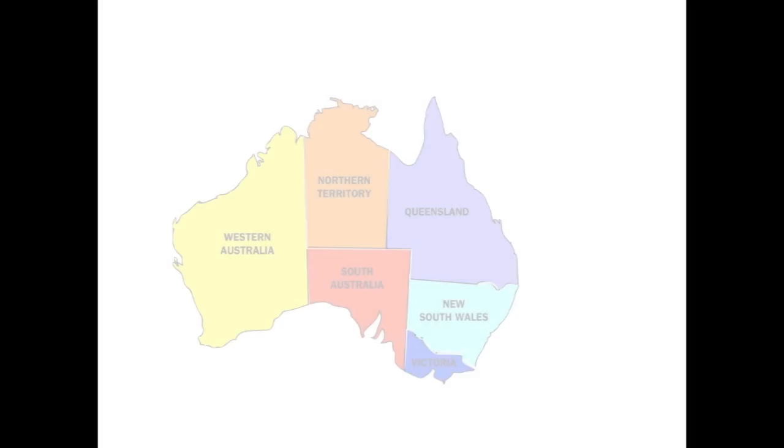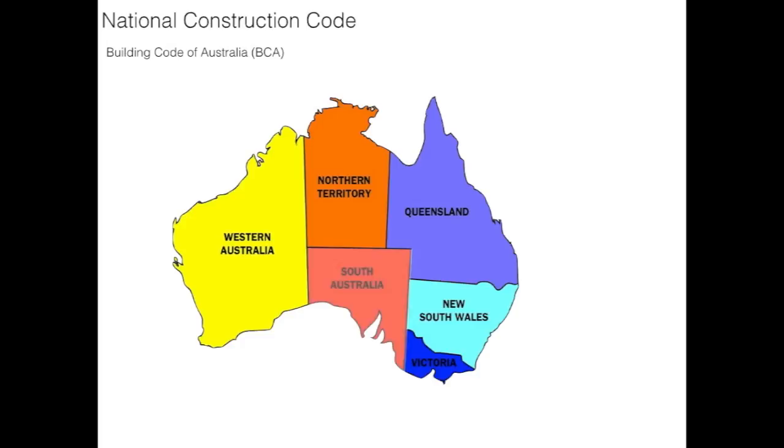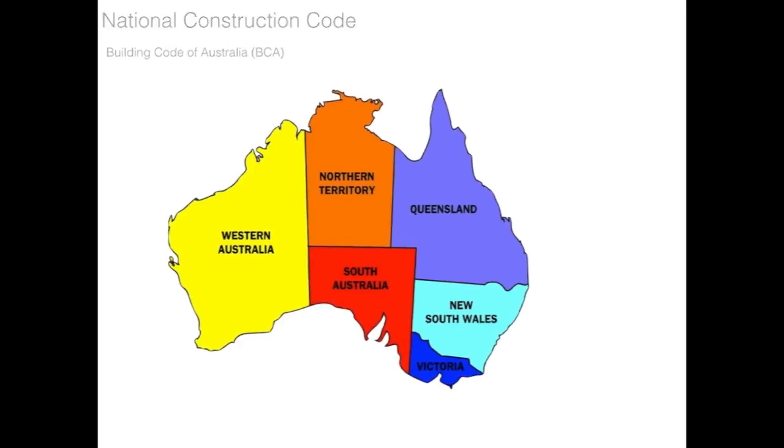The Building Code of Australia now falls under the National Construction Code of Australia. All Australian states use the National Construction Code, or the NCC, as their primary building regulation, but there are slight variations in the code to each state.